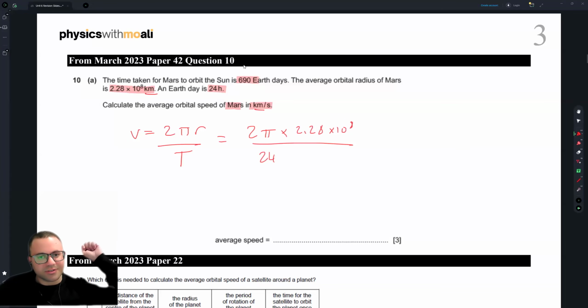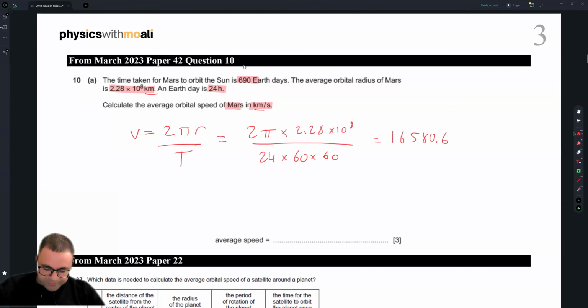This I change. So from 24 hours to minutes is times 60. From minutes to seconds is another times 60. So you end up with 2 pi times 2.28 times 10 to the power of 8 over 24 times 60 times 60. And this gives me 16,581 or 80.6. I can write this down in standard form, and I'd like to. 1.66 times 10 to the power of 4. All right? Very good. Is that right, guys?